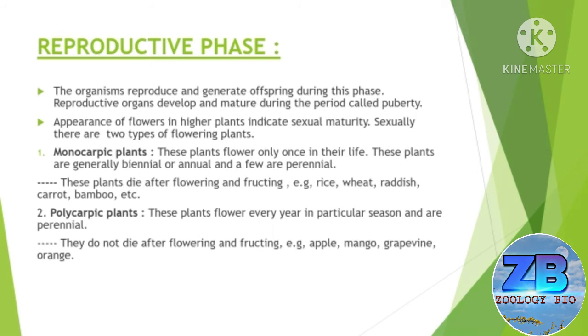First one is monocarpic plants. These plants flower only once in their life cycle. These plants are generally biennial or annual, and a few are perennial. These plants die after flowering and fruiting. Examples: rice, wheat, radish, carrot, bamboo, etc. The second one is polycarpic plants. These plants flower every year in a particular season and are perennial. They do not die after flowering and fruiting. Examples: apple, mango, grapevine, orange, etc.